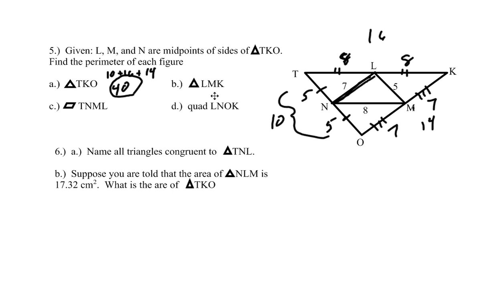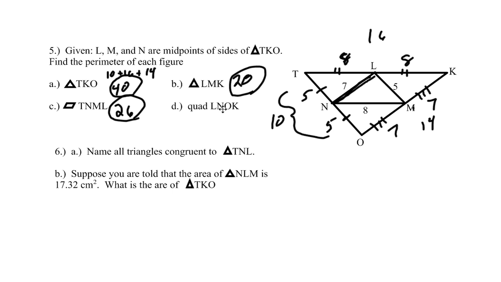for letter A. Next it asks for LMK. Well, the perimeter of this is just 7 plus 8 plus 5, so that's 20. Next, quadrilateral or parallelogram TNML. TNML, we just add 5 plus 8 plus 5 plus 8. 16 plus 10 is 26.